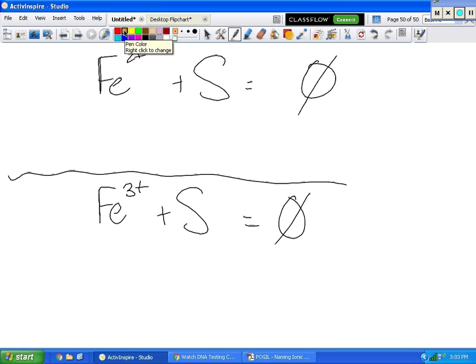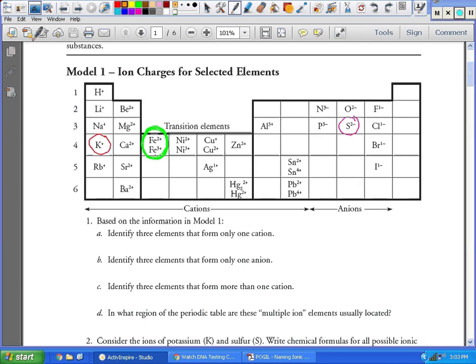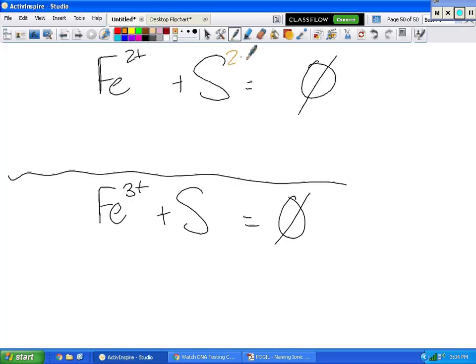Let's come back and look at it. Again, it's the same thing. What is it? Minus 2. So if I've got 2 minus there and 2 minus here. So for the top one, I've got 2 positives and 2 negatives. What does that equal? 0. So what's the formula for that? FeS. Does that make sense?